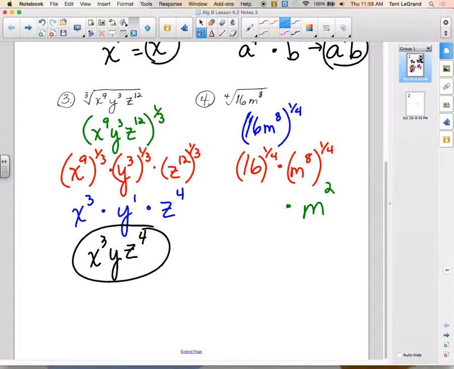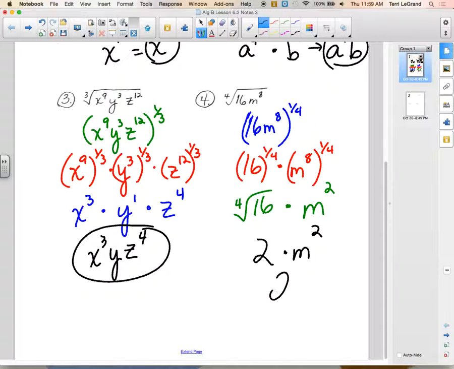And then over here, this means take the 4th root of 16, correct? Or in other words, what number times itself 4 times is 16? Brighton? 2. What to the 4th power is 16 in your powers table? It better be 2. 2 times m squared.